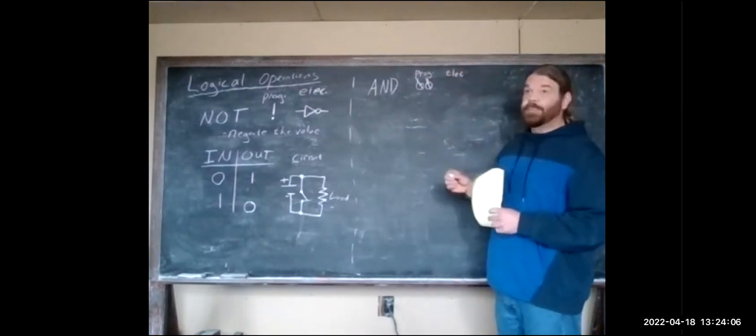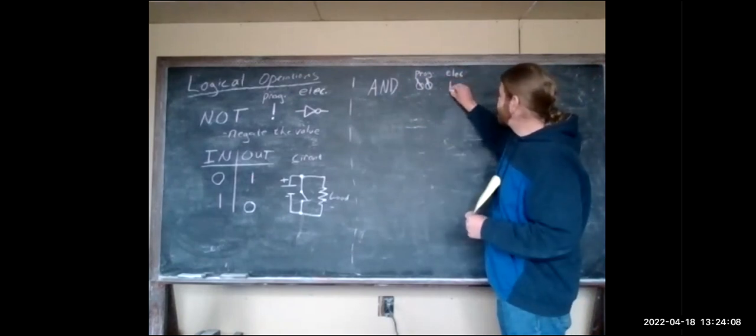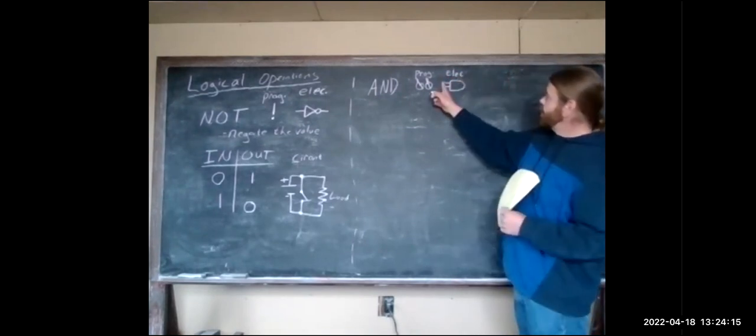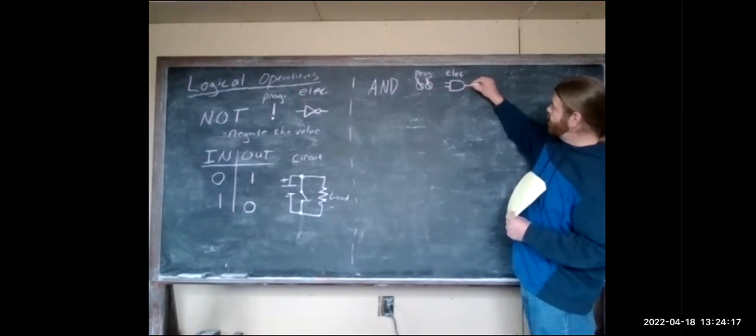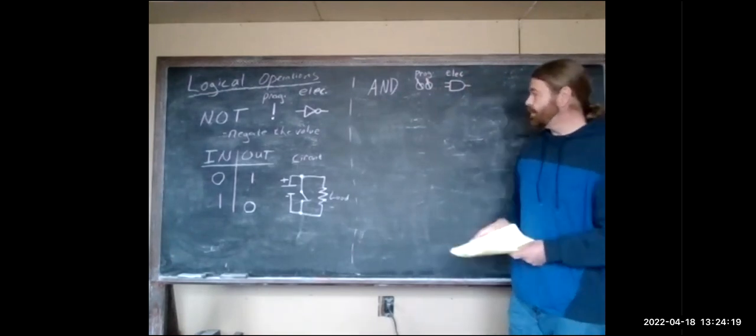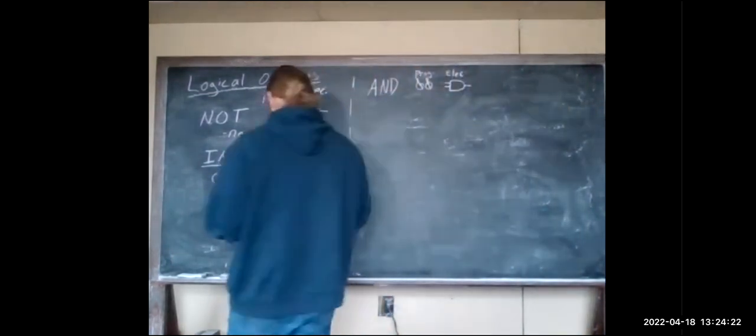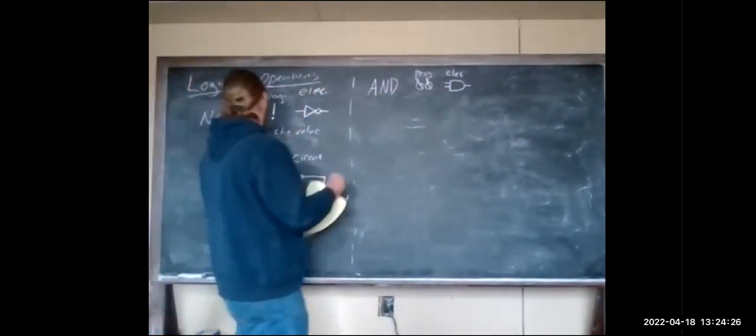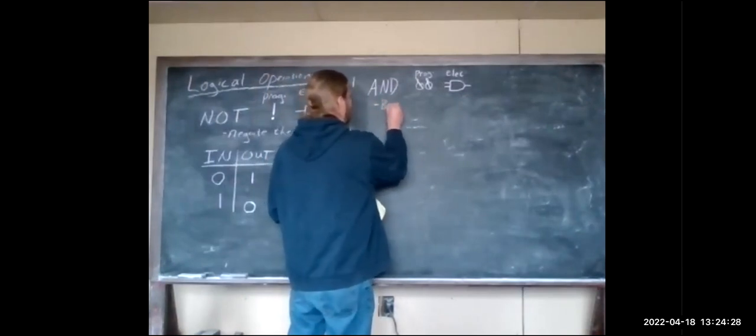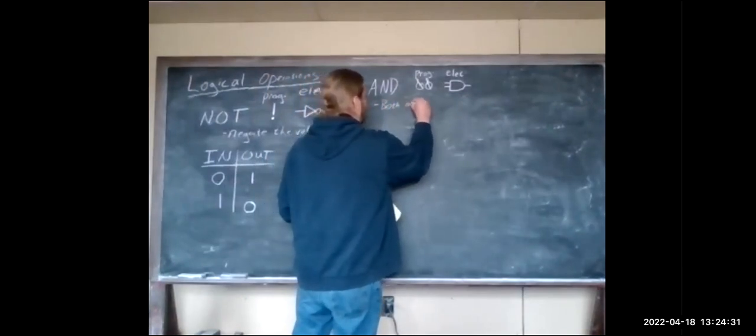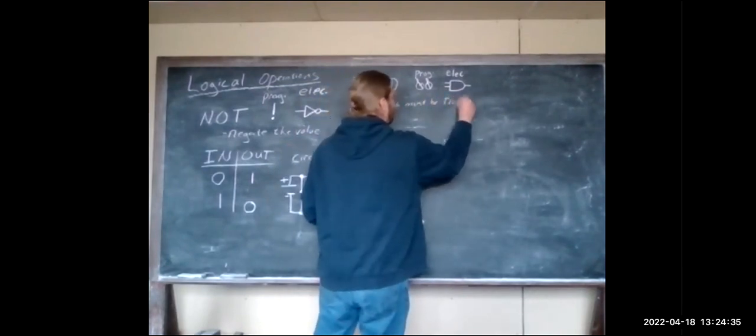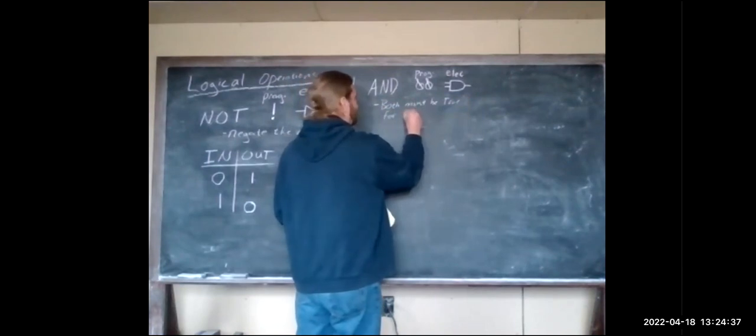Our symbol for it in the schematics looks like half of an oval, where there's two wires coming in one side and one coming out the other. And the value of this is both must be true for true output.